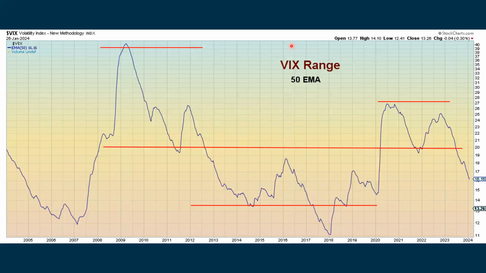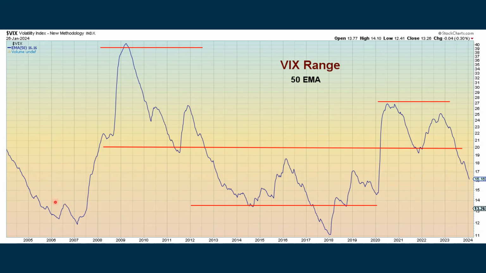The first chart is a chart of the VIX, although the VIX is invisible on this chart. What you see is a 50-period exponential moving average of the VIX. We usually use static numbers with the VIX, 12 to the downside and 20 to the upside. We put a moving average on top of that to give us what is the general range over a period of time. And this goes all the way back to about 2004, so we can get a real big picture look at this chart.